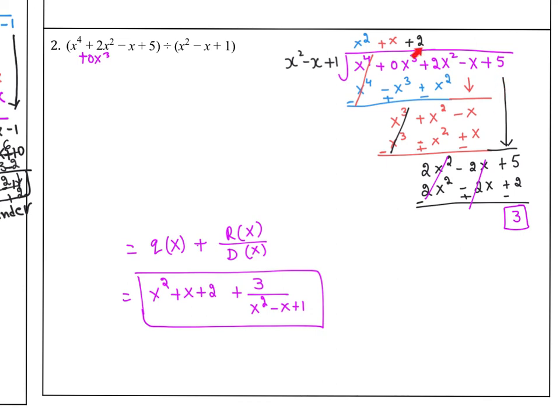Now you're going to choose a number that gives you 2x squared, so the number is going to be 2. 2 times x squared is 2x squared. 2 times negative x would be negative 2x, and 2 times 1 would be 2. Change the sign of all the terms that are on the bottom. So this is negative, this is positive, and this is negative. The negative and positive cancel, so you're left with 5 minus 2, that is 3. That's the remainder. The formula is q(x) plus remainder over divisor. That's q(x) is a quotient plus remainder is 3 divided by divisor.